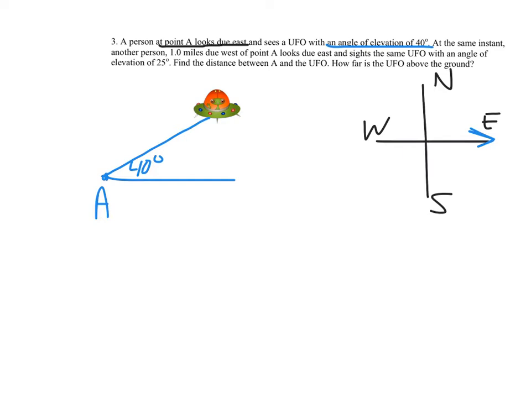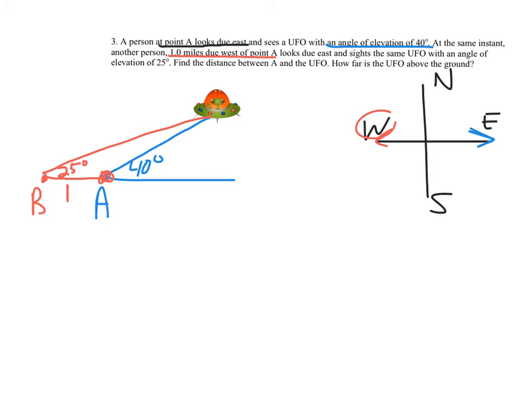At the same instant, another person is 1.0 miles due west of point A. So from point A, we have to go west. We have to go to the left. So a person is 1 mile due west at point B, and they sight the same UFO with an angle of elevation of 25 degrees. Find the distance between A and the UFO.